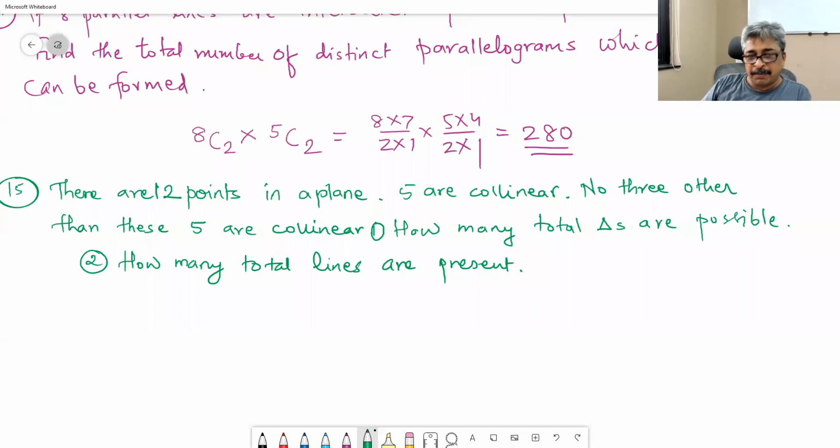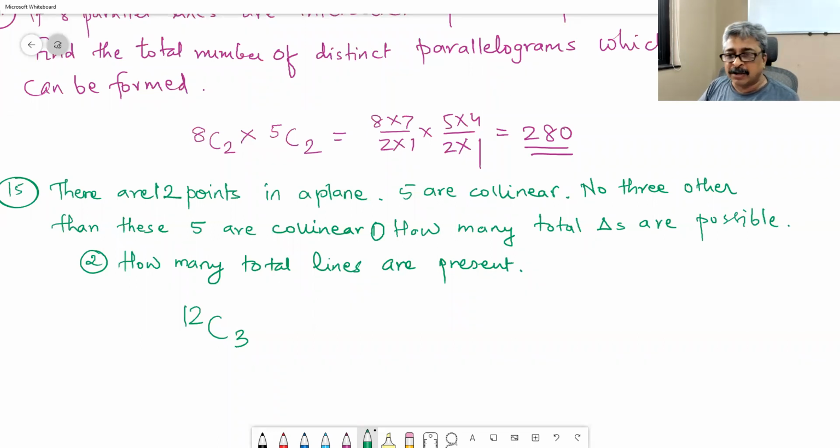So if all the 12 points were good, in the sense that no 3 of them are collinear, then the answer for the first question would have been 12 choose 3, that many triangles will form, because if no 3 points are collinear, every time a triangle will form. But unfortunately, there are 5 points which are collinear. Therefore, this answer is not correct. This is too big because unnecessarily we have considered many triangles which will not exist.